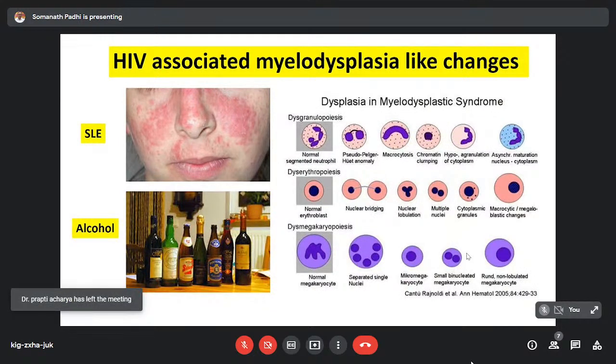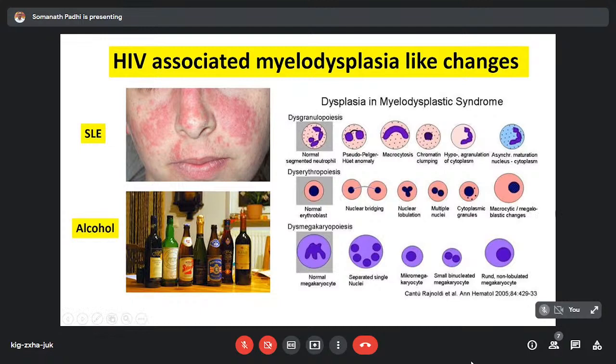So when we use the word dysplasia, we must always remember that it can be due to HIV infection, autoimmune disease like SLE, and last but not the least, not to forget chronic binge alcoholics. So when we examine these patients, these morphological findings in the bone marrow aspirate and biopsy are so abnormal, so atypical, that they can masquerade as myelodysplasia-like changes. Which is very common.